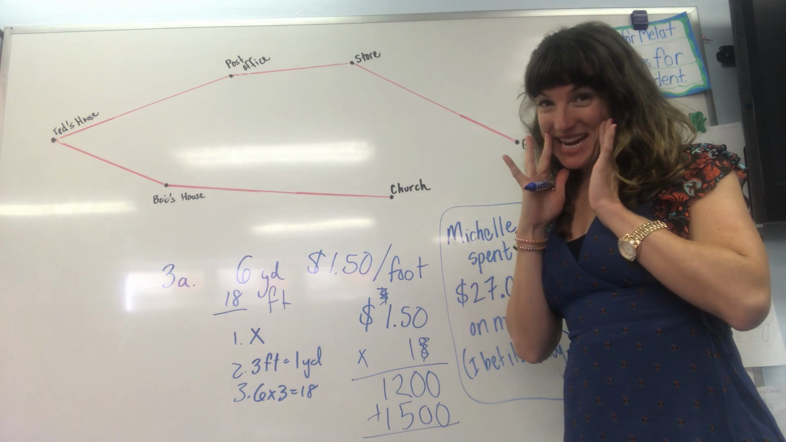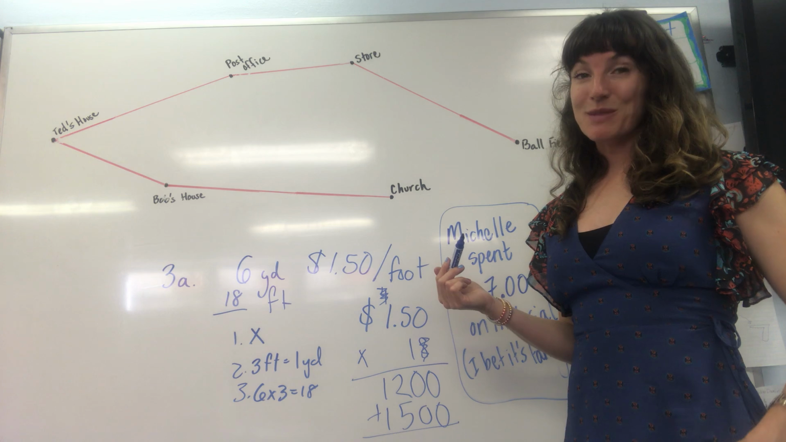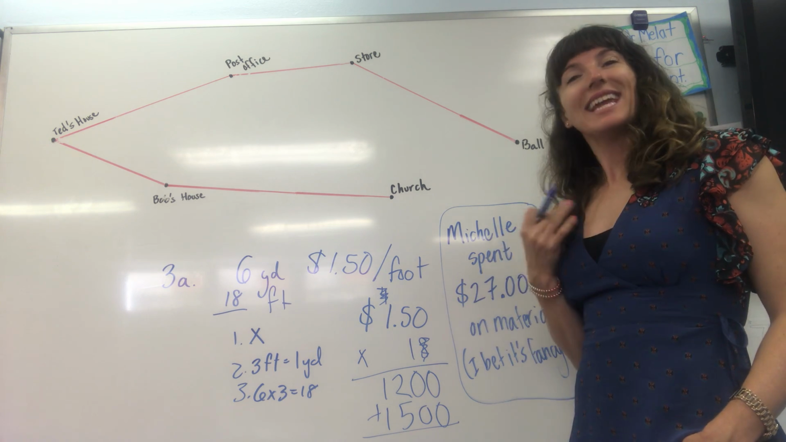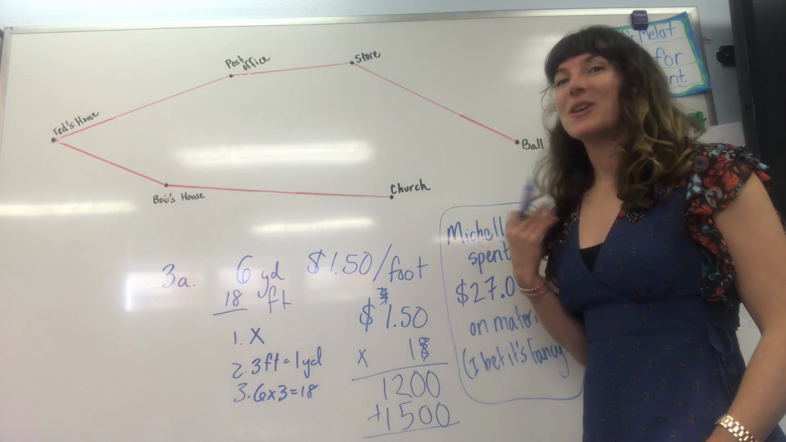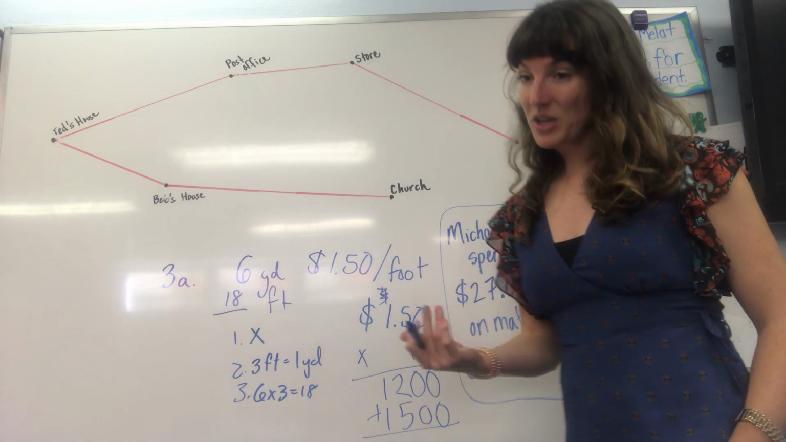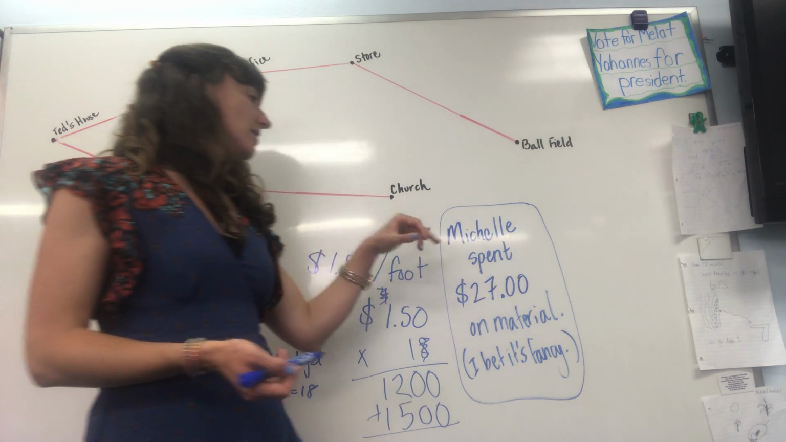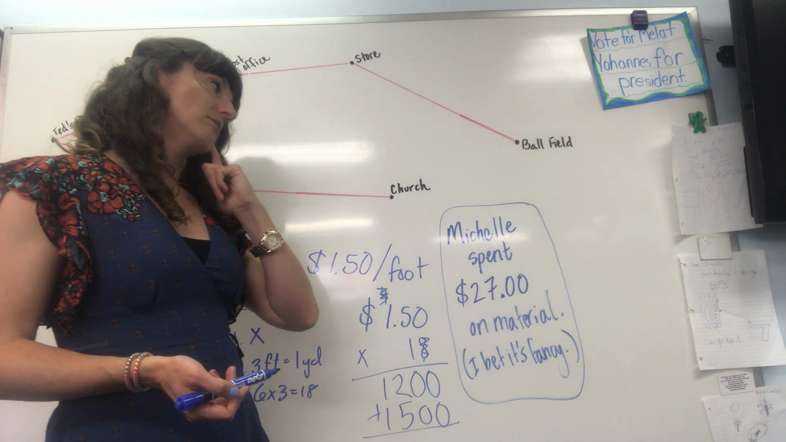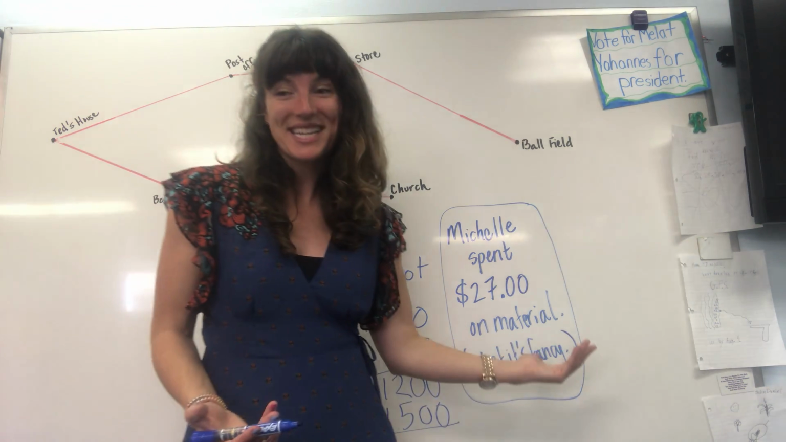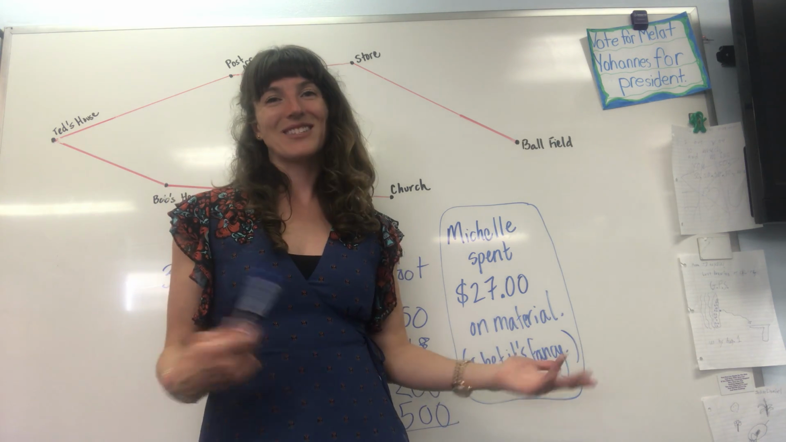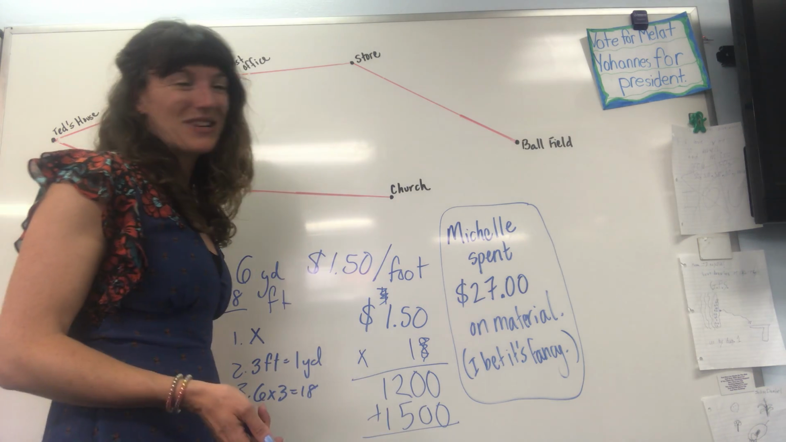What is your final answer? Remember, on the story problems, we get to be creative individually. As long as we answer the question, we are able to be creative. The question is, how much did the cloth cost? Michelle spent $27 on material. A better version would be the cloth cost $27, but I guess that kind of answers it.